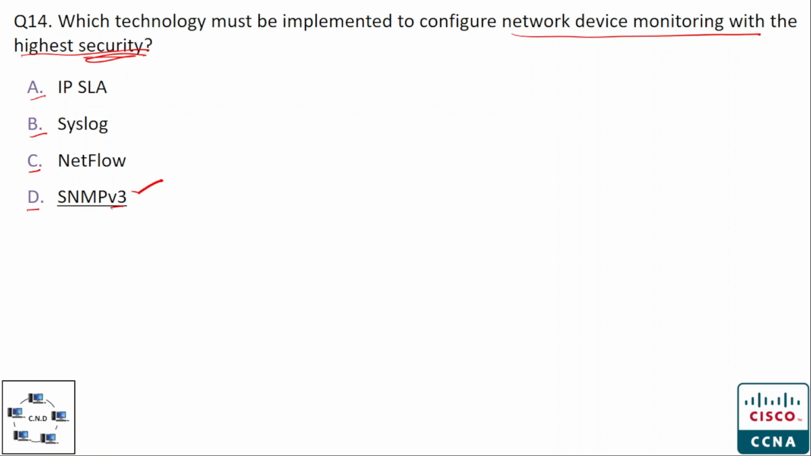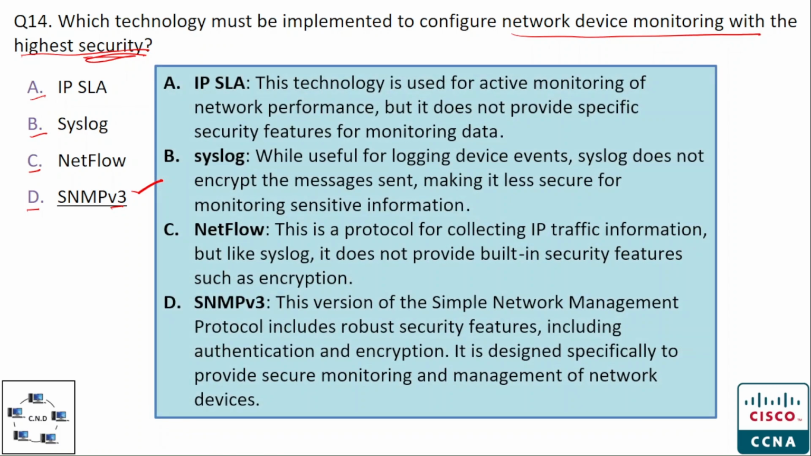We can implement this to configure and manage our network devices, monitor our network devices with highest security. So this is the explanation for all the options. IP SLA technology is used for active monitoring of network performance, but it does not provide specific security features for monitoring data. Option B, syslog: while useful for logging device events, syslog does not encrypt the messages sent, making it less secure for monitoring sensitive information.